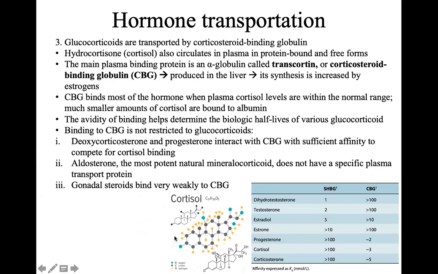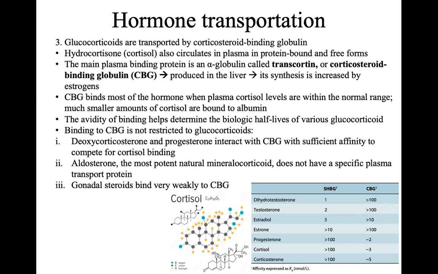Hormone transportation. Again, this is the third way the hormone can be transported. Glucocorticoids are transported by corticosteroid binding globulin. Hydrocortisone, or cortisol, the stress hormone, can also circulate in the plasma in a protein-bound and free form. They can bind to the transport protein and they can also travel in the free form. This is true in the case of the glucocorticoids.